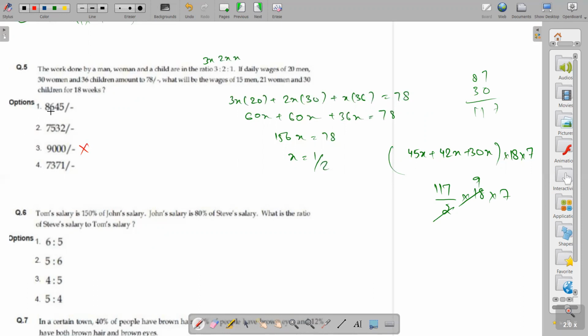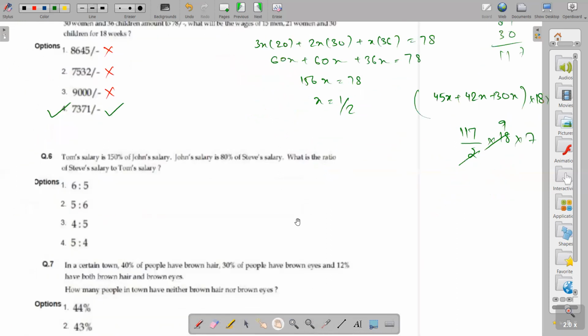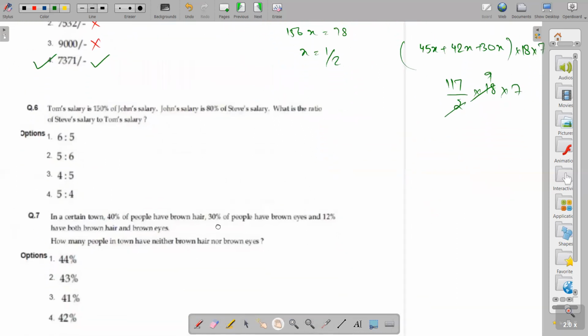8 plus 6 is 14. 14 plus 4 is 18. 18 plus 5 is 23. 23 is not a multiple of 9. Eliminated. 7 plus 5 is 12. 12 plus 3 is 15. 15 plus 2 is 17. 17 is not a multiple of 9. Gone. Lastly, 7 plus 3 is 10. 10 plus 7 is 17. 17 plus 1 is 18. 18 is a multiple of 9. So the answer will be option 4. So this is how I solve this one.